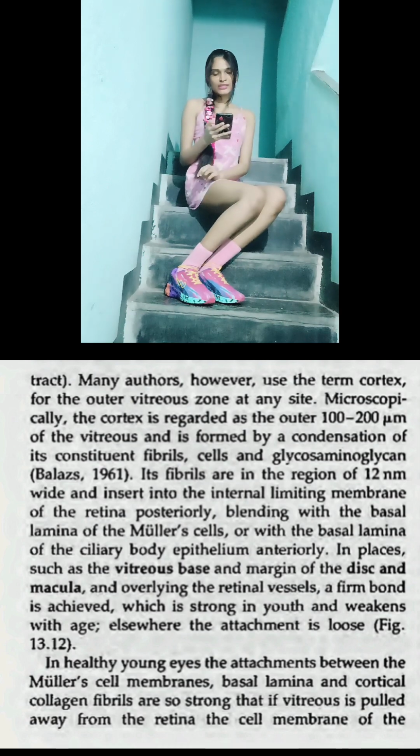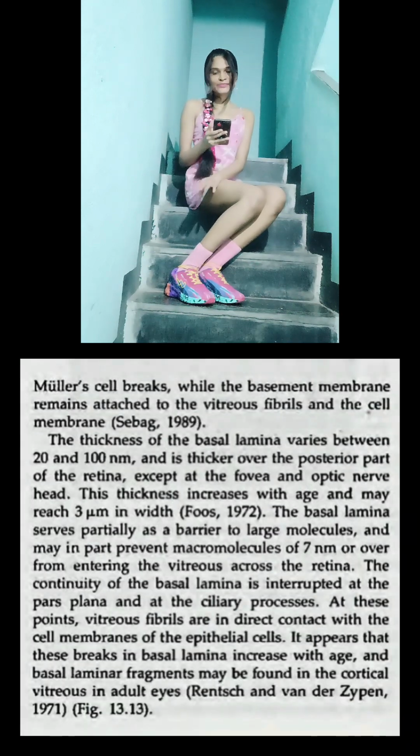In healthy young eyes, the attachments between the Muller cell membranes, basal lamina, and cortical collagen fibrils are so strong that if vitreous is pulled away from the retina, the cell membrane of the Muller cell breaks, while the basement membrane remains attached to the vitreous fibrils and the cell membrane. The thickness of the basal lamina varies between 20 and 100 nanometer and is thicker over the posterior part of the retina except at the fovea and optic nerve head. This thickness increases with age and may reach 3 micrometer in width.